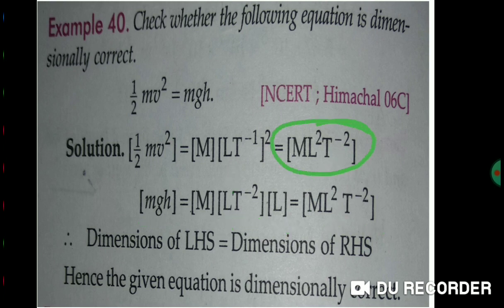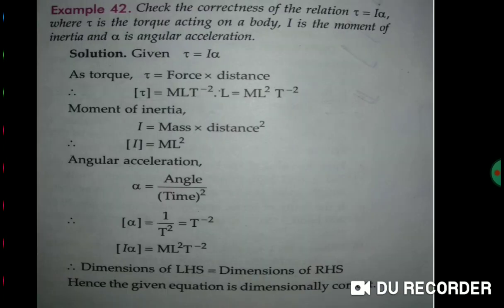See, are these two formulas the same? Yes. So the dimensions of LHS equal the dimensions of RHS. So you can simply say that the given equation is dimensionally correct. So that is how to check whether a formula is correct or not. Now, the second example.